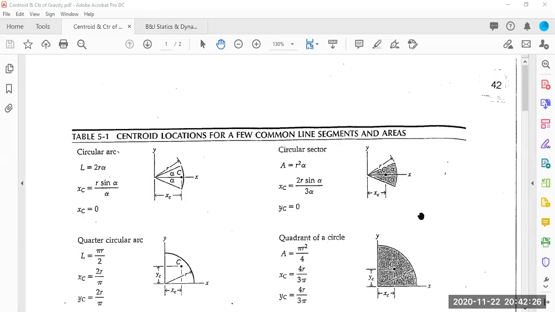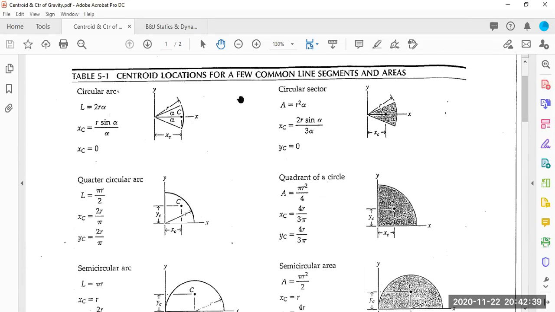Okay, we already know the centroid location for squares, for rectangles, and triangles. So here are some other centroids that you'll need to know. So an arc is a portion of a circle. So this is a portion of a circle, as this is an arc as well, but it's a quarter of a circle. This is solid filled in.